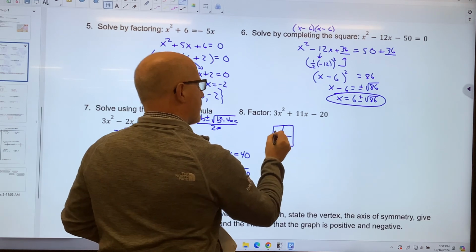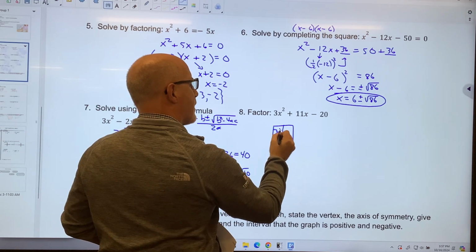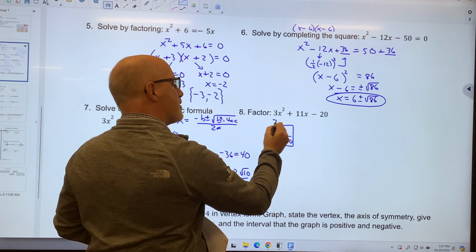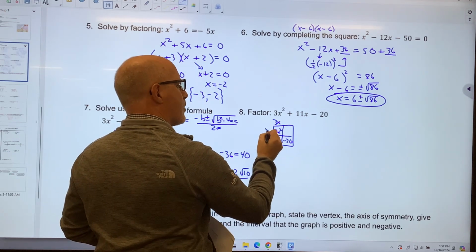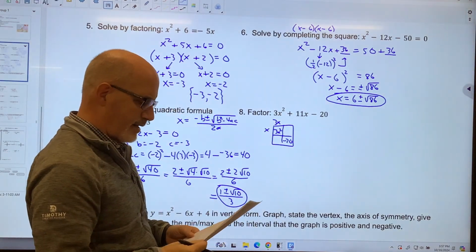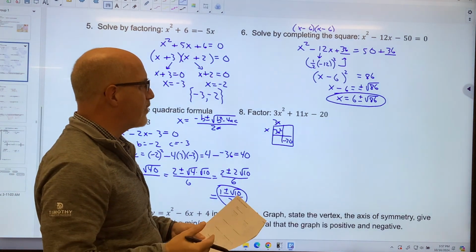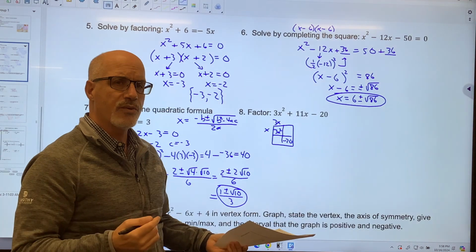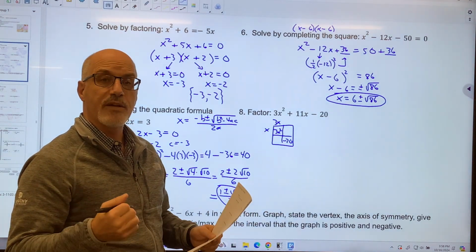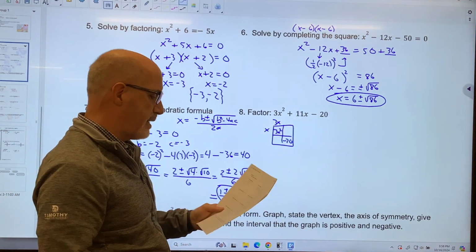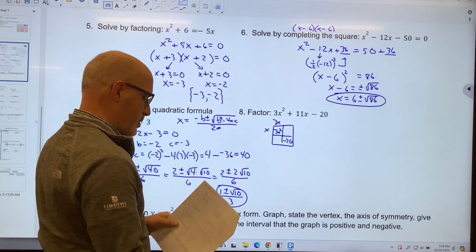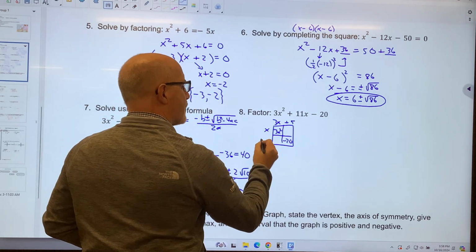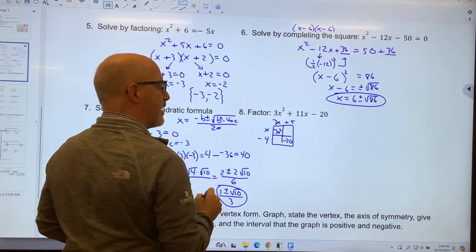For the box method, we put 3x squared in this box. We put negative 20 in this box. 3x squared is pretty simple choice because it only can be 3x and x. And so for the negative 20, we have a lot of options. We have 20 and 1, 10 and 2, we have 4 and 5. We have to make one of them negative to get it to be a negative 20. So let's go ahead and use plus 5 and a minus 4 here. That'll multiply to get negative 20.